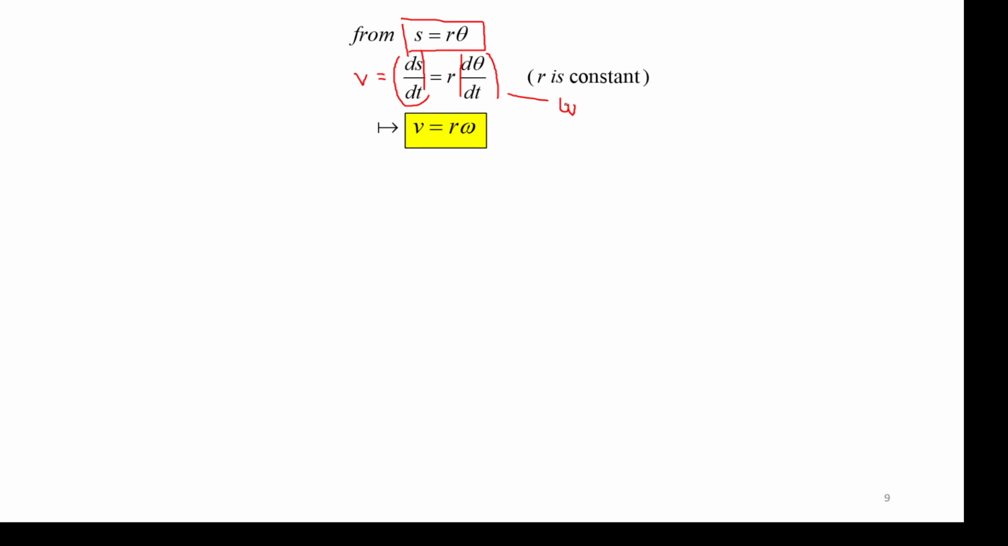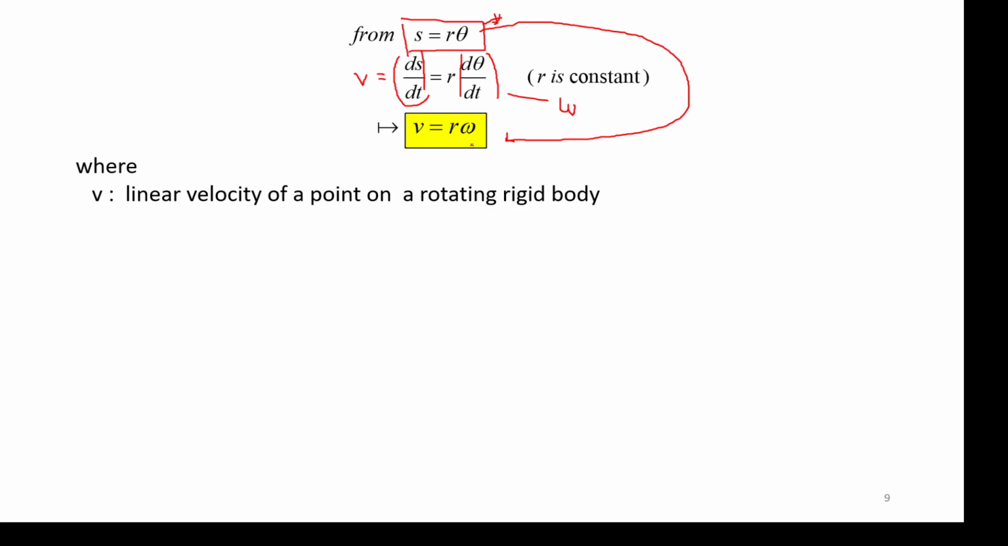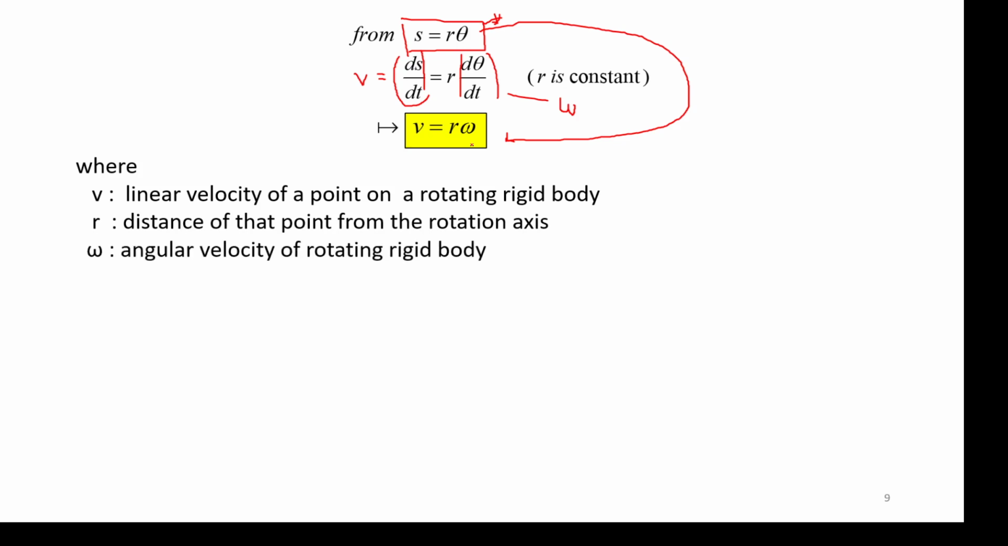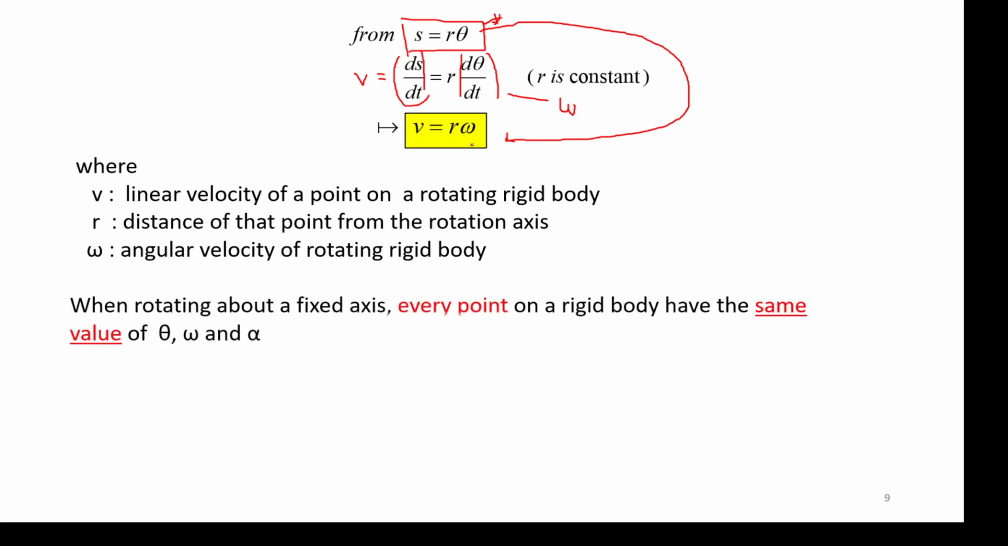So the formula comes from differentiating this formula, and you have v equals r omega, where v is the linear velocity of a point on a rotating body, r is the distance from the point to the rotation axis, and omega is the angular velocity of the rotating rigid body. An important thing to note is that when rotating about a fixed axis, every point on a rigid body has the same value of theta, omega, and alpha, which is true because remember our rigid body.